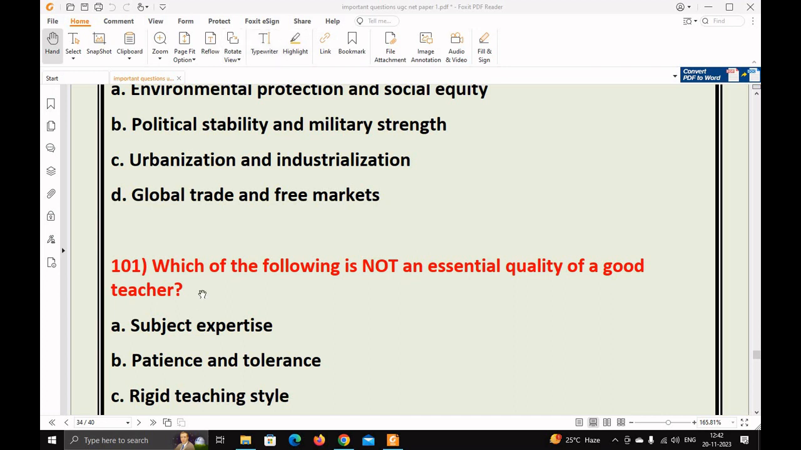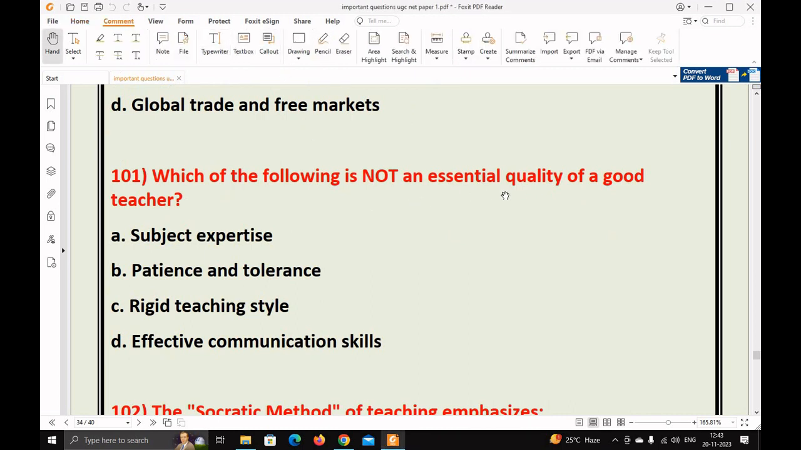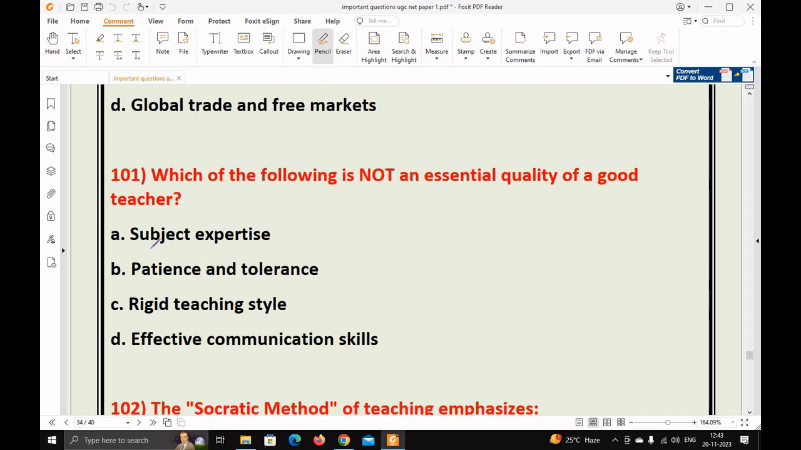We are discussing important questions of UGC Net Paper 1. So, question number 101. Which of the following is not an essential quality of a good teacher? Options are subject expertise, patience and tolerance, a rigid teaching style, effective communication skills. So, what do you think? Which of the following is not an essential quality of a good teacher? The right answer of this question is a rigid teaching style. Option C is the right answer.